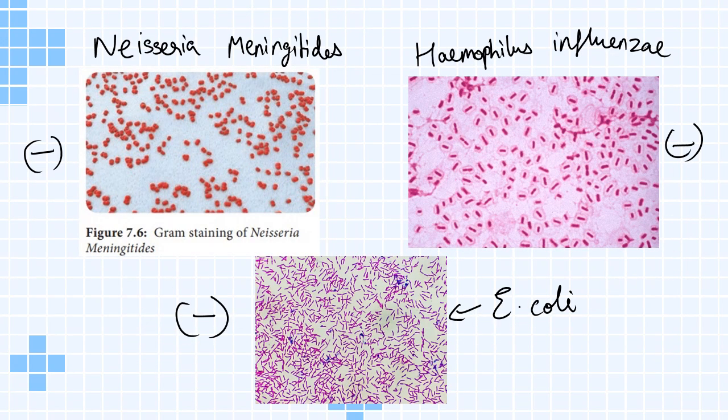Other organisms also have characteristic appearances. Neisseria meningitidis appears as gram-negative intracellular diplococci. Haemophilus influenzae appears as pleomorphic gram-negative bacilli. E. coli simply appears as gram-negative bacilli.